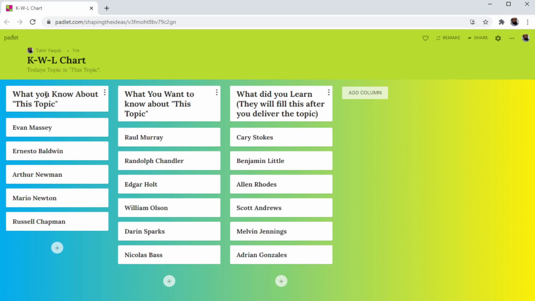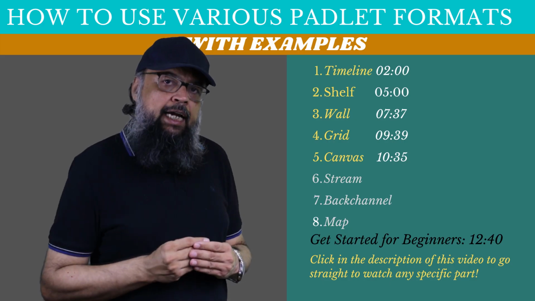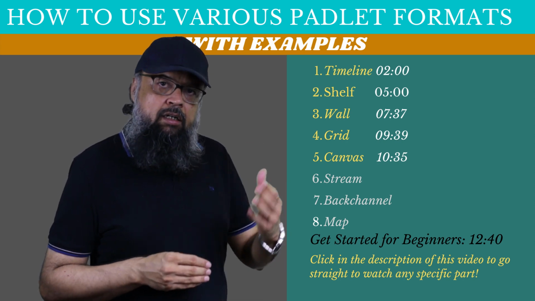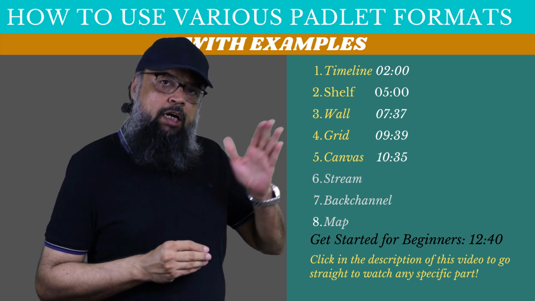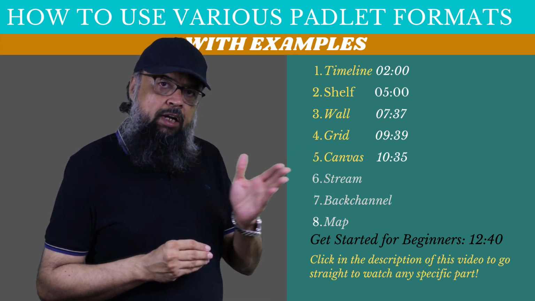So you create 3 columns. In the first column you write down what do you know about this topic, and in the second column what you want to know about this, and in the third column you will ask your students what you have learned about this. And the plan is that you show them this chart 1 week before you are going to deliver that topic, and even 2 weeks before that you will be showing them another Padlet which I am going to explain next, which is the wall layout. You will start from wall 2 weeks before the delivery of the topic.